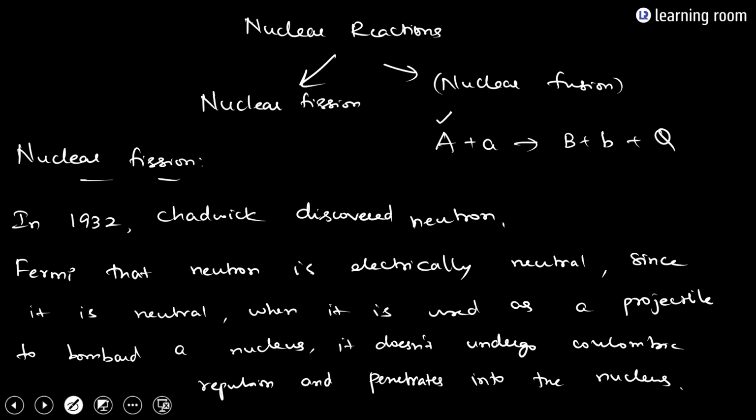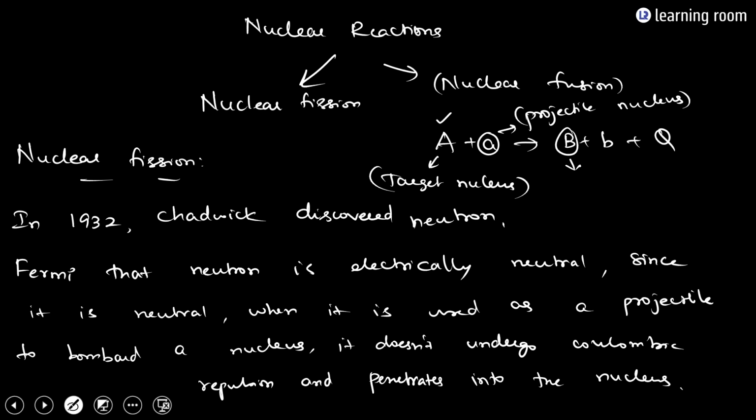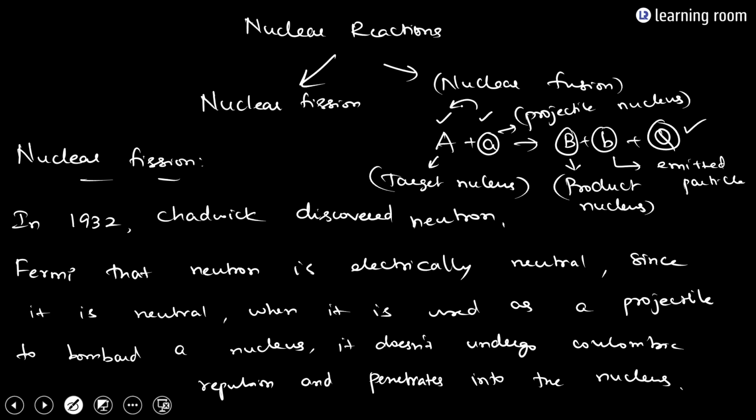What is capital A called? It is called the target nucleus. Small a is called the projectile nucleus. Capital B is called the product nucleus, and small b is called the emitted particle, and Q stands for the amount of energy that is getting released. Means if a projectile is used to hit a target nucleus, then the target nucleus will get converted to a product nucleus, plus there will be an emitted particle and energy getting released.